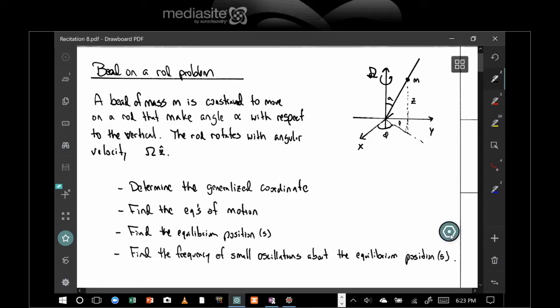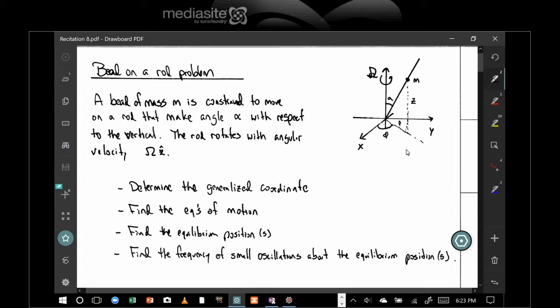The first problem I'm going to do is a rod, and that rod is frictionless. I have a mass that's constrained to move along that rod, and that rod then rotates with an angular speed capital Omega. What I want to do is come up with equations of motion. I want to see if there are any equilibrium positions, and if there are, I want to find the frequency of small oscillations.